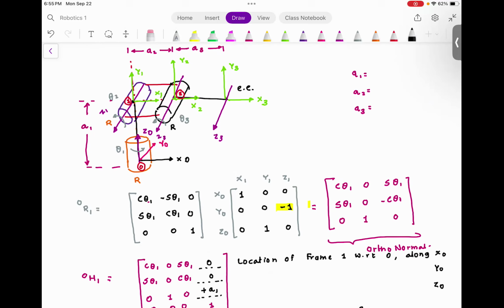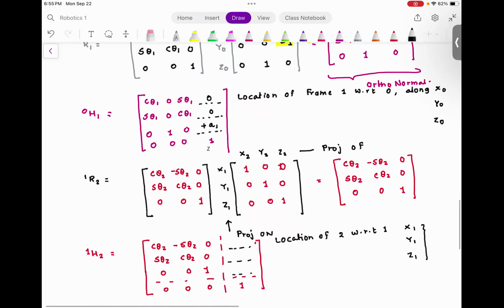For the x distance, now I want you to understand that you have cosine and sine distances. So you have a2 cosine theta 2, a2 sine theta 2, and what should be in the z-axis? 0. Do you agree with me? Any questions here?